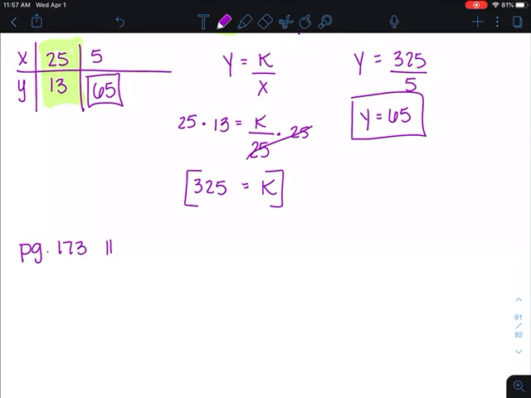Your assignment today will be page 173, numbers 1 through 6, and numbers 9 through 14.